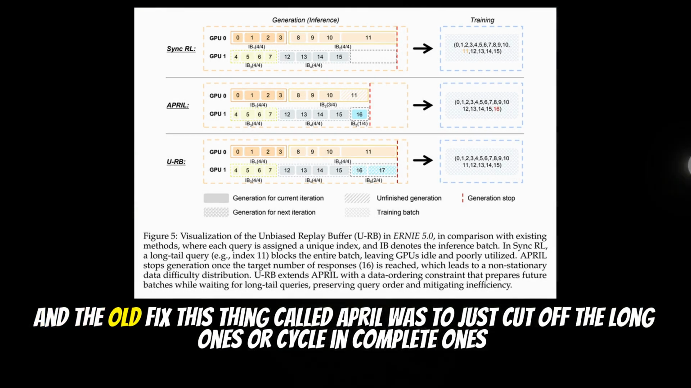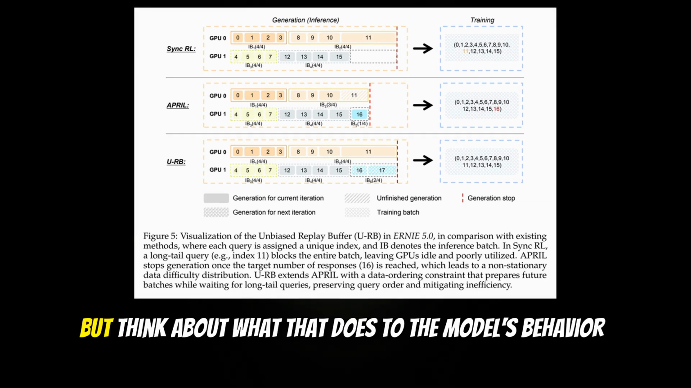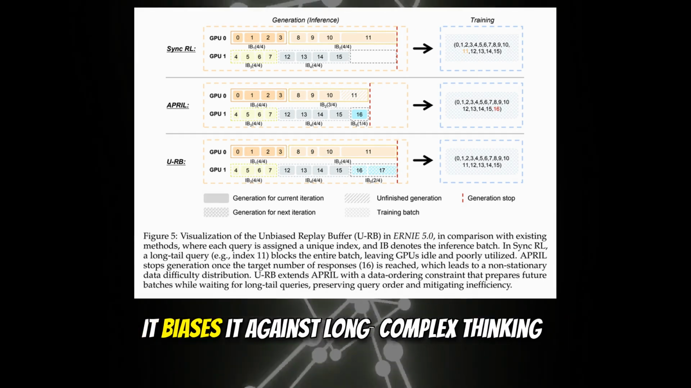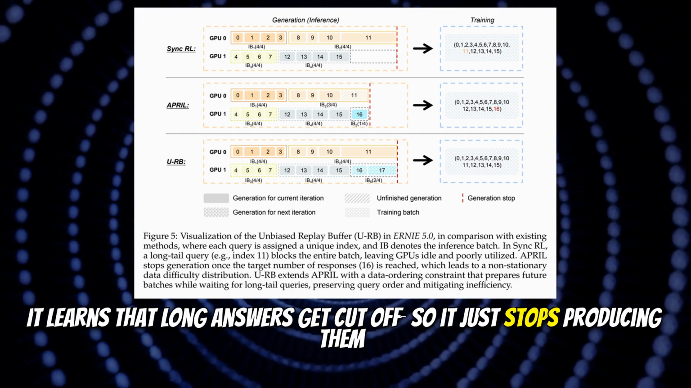Exactly. And the old fix, this thing called APRIL, was to just cut off the long ones or recycle incomplete ones. But think about what that does to the model's behavior. It biases it against long, complex thinking. It learns that long answers get cut off, so it just stops producing them.